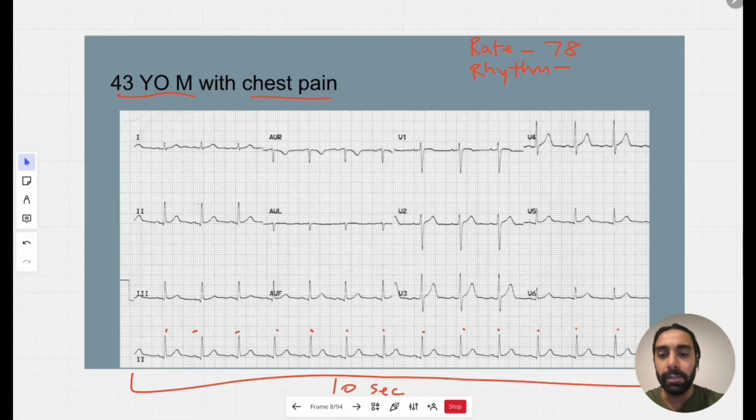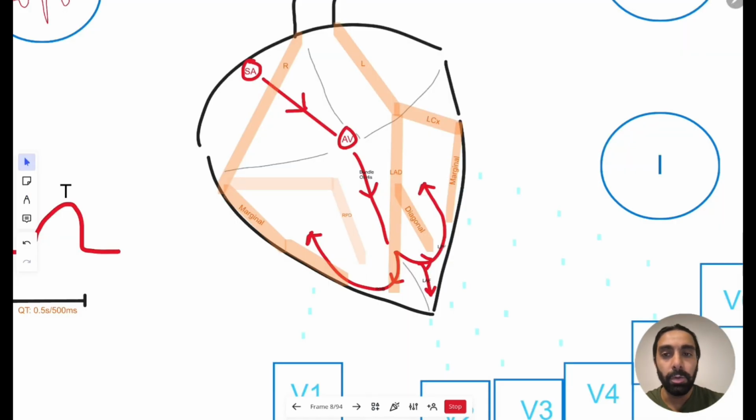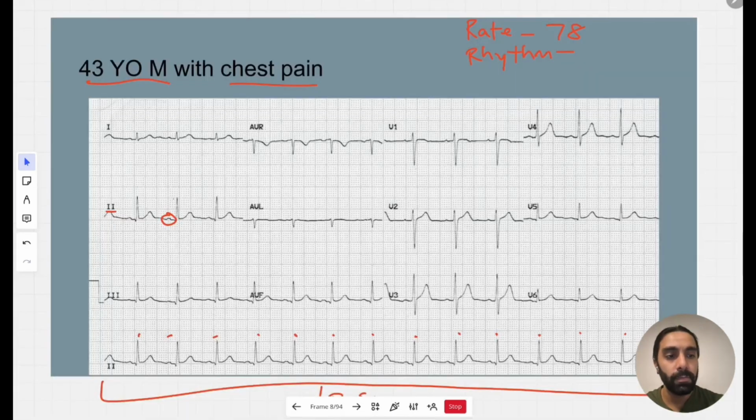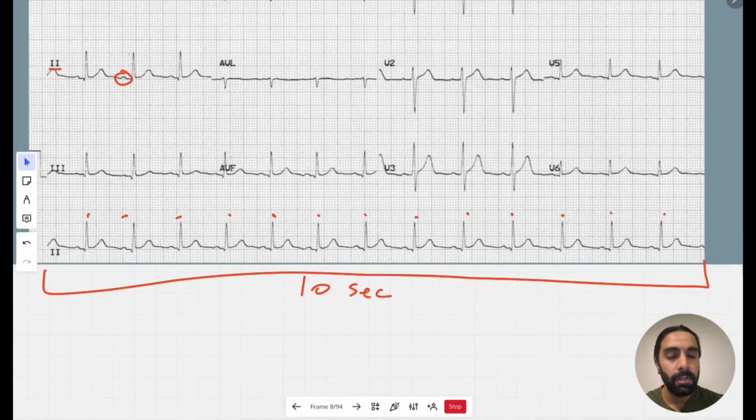So rate is 78. What is rhythm? Rhythm requires multiple rules to follow. First and foremost, P waves should be positive in lead 2. If you notice here, your SA node to your AV node to the bundle of His Purkinje system is all going in this down and left position, which is going directly towards lead 2. And that's why P wave should always be positive in lead 2.